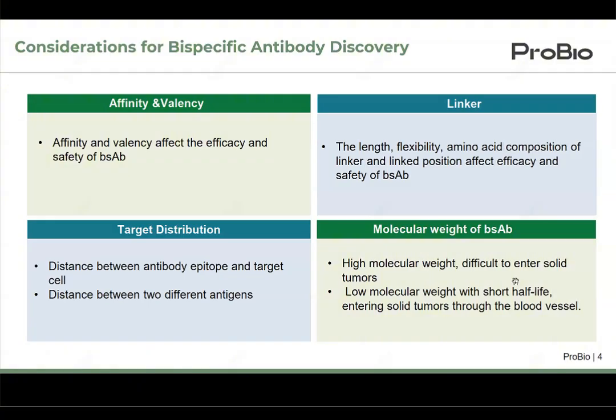The third aspect is the target distribution. To be more specific, it's the epitope. There is a theory that in the T-cell engager, the epitope on the TA arms needs to be proximal to the cell membranes to form an immune synapse to facilitate the effective killing of the target tumor cells by the T cell. And the last aspect is the molecular weight.